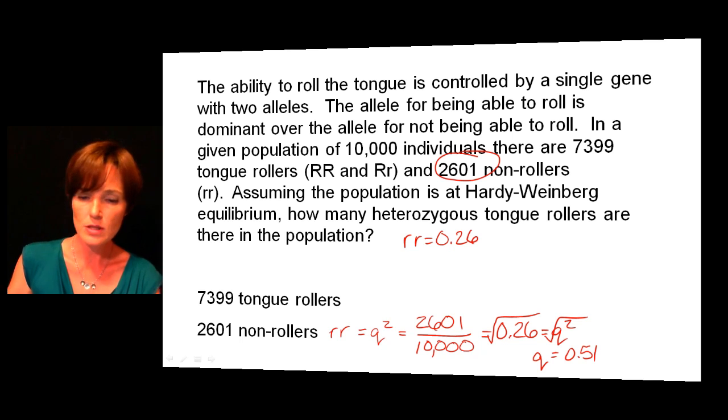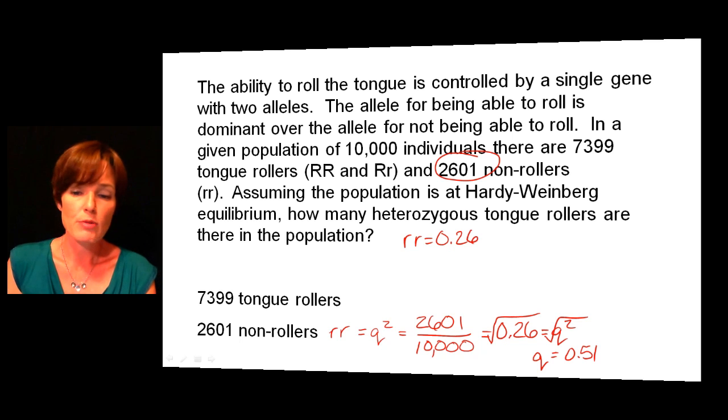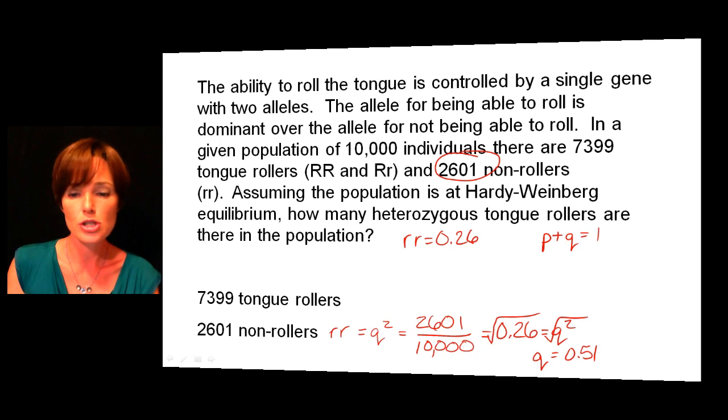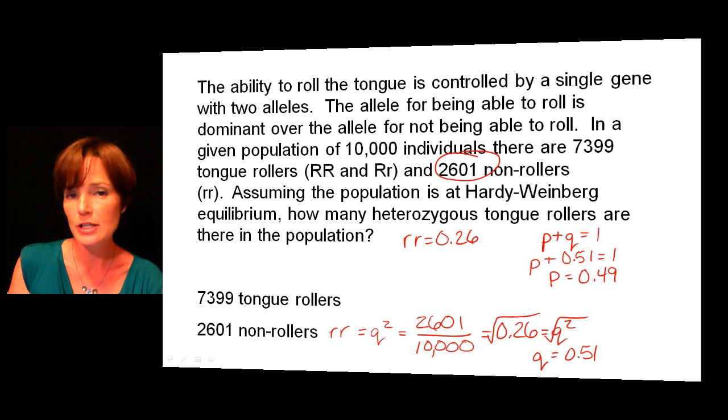So that's going to be equal then for q to basically 0.51. If we want to figure out what p is, remember that p plus q equals 1. So we know what q is, 0.51. So if we solve for p, p is going to be equal to 0.49. Okay, so very similar allele frequencies for these two.